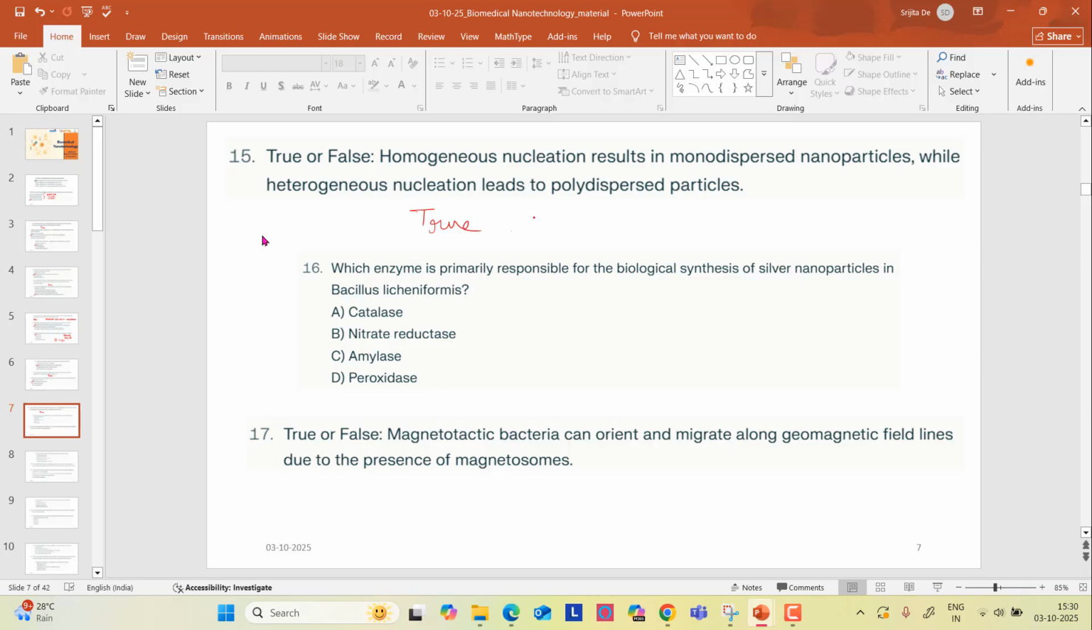Next, which enzyme is primarily responsible for the biological synthesis of silver nanoparticles in Bacillus licheniformis? Which enzyme is primarily responsible for the biological synthesis of silver nanoparticles?